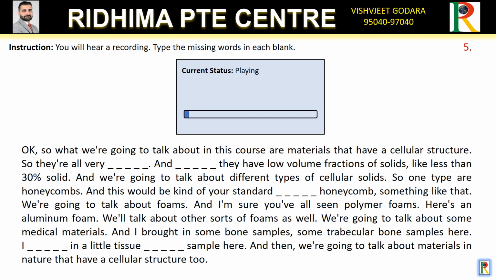Okay, so what we're going to talk about in this course are materials that have a cellular structure. So they're all very porous, and typically they have low volume fractions of solids, like less than 30% solid. And we're going to talk about different types of cellular solids.